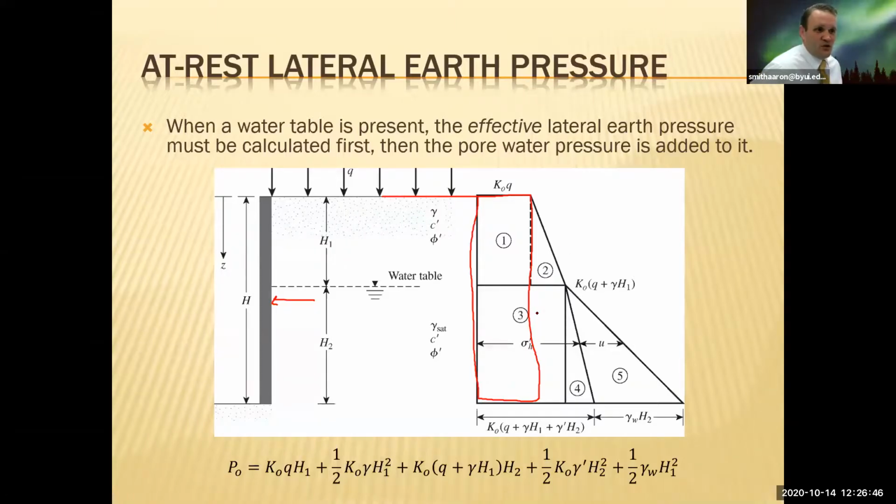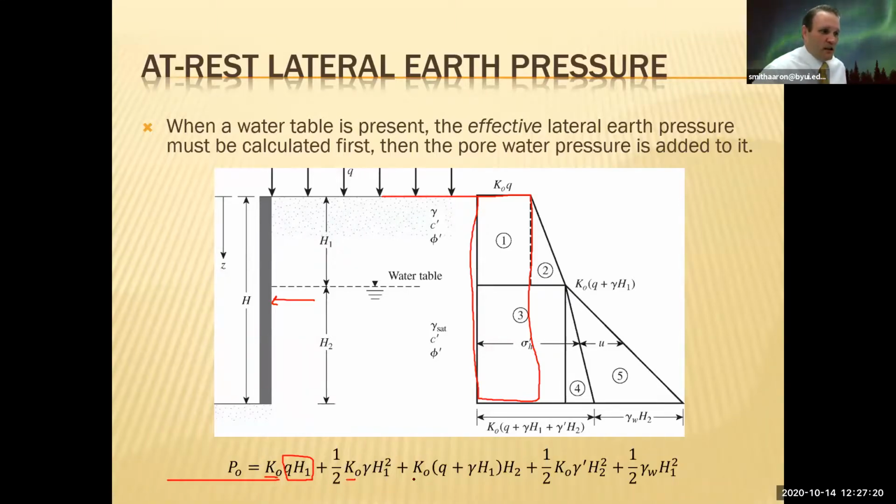The key is to just draw as many or as few rectangles and triangles as you need in order to calculate these values right here. And you're just trying to sum up all the different forces that are acting on your wall, trying to push it over. And knowing the vertical stresses, you can then figure out your horizontal forces that are acting on your wall.